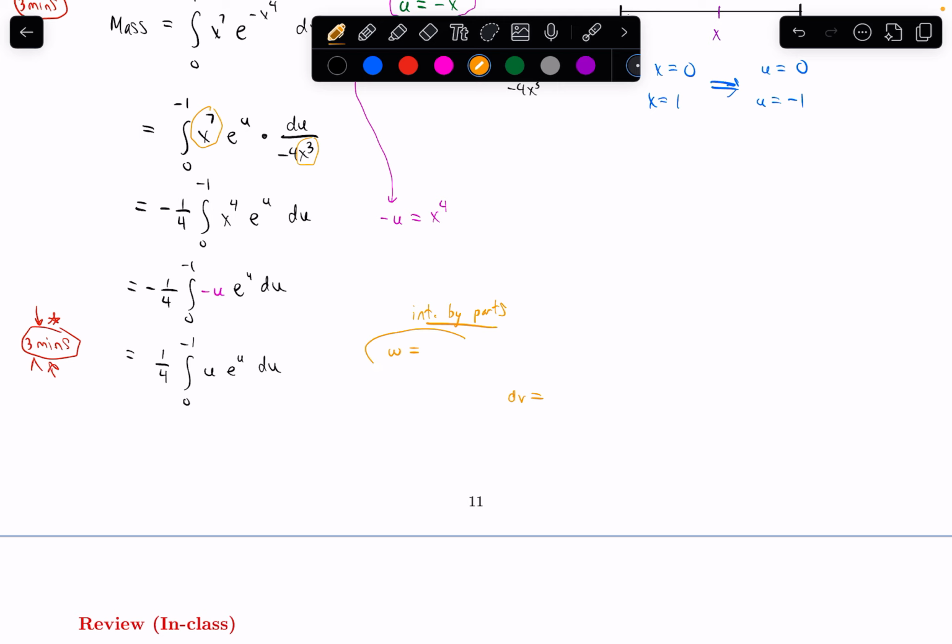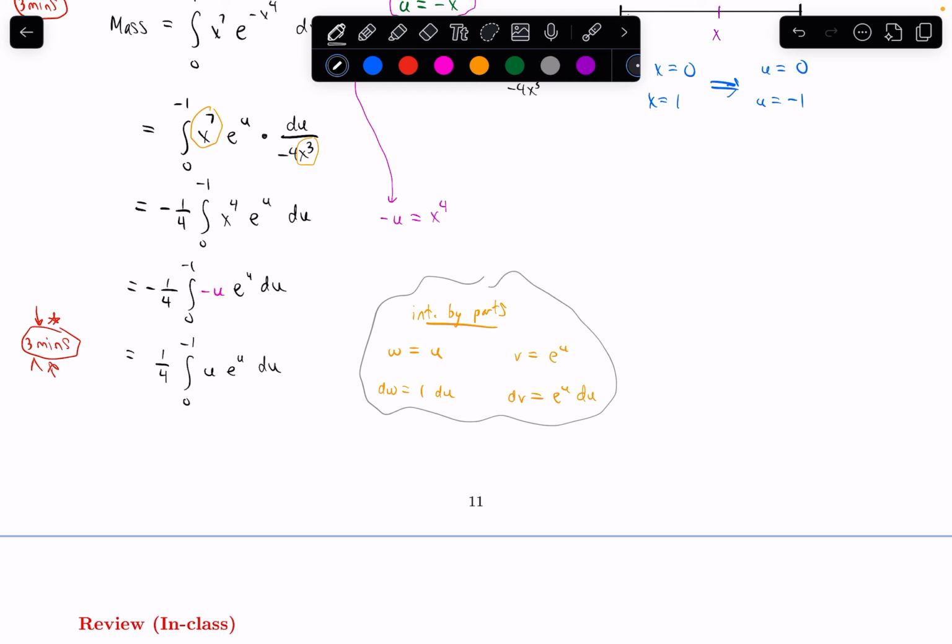Typically, we want this to be something where its derivative is simpler than it. So if I let w be the u, its derivative is definitely simpler. Its derivative would be 1, and then I have to write the dw. Then dv is the other stuff, which is e to the u du. So v would be its antiderivative, which is e to the u. I'll put a thought bubble around this.